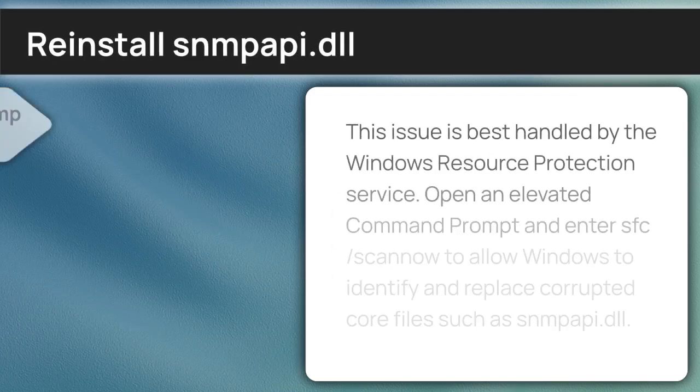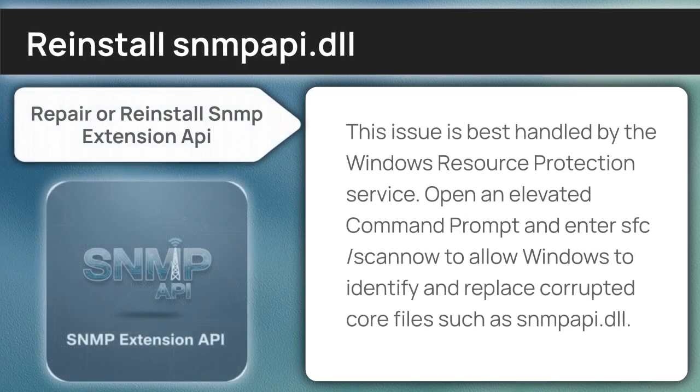This issue is best handled by the Windows Resource Protection Service. Open an elevated command prompt and enter sfc /scannow to allow Windows to identify and replace corrupted core files, such as SNMP API Library DLL.